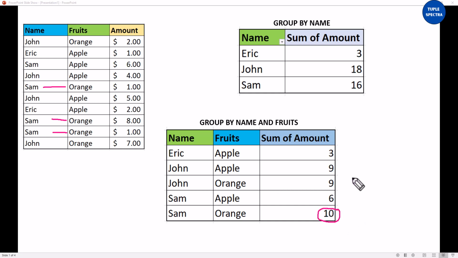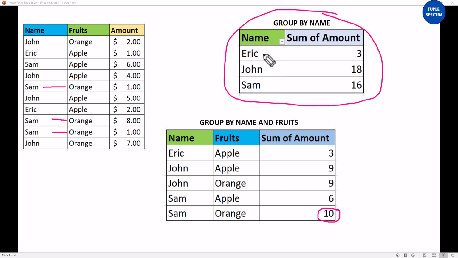Can you see now, guys? If you notice that in this first case, we only have 3 rows because we only grouped by name and we have 3 names. But here we have how many rows? 5 rows right here. You see that we have more rows. Why is that? Because we are grouping by 2 columns. For each of the fruits we have John, because John bought apple and orange. That's why we have 2 Johns here. Sam also bought apple and orange. That's why we have 2 Sams here.